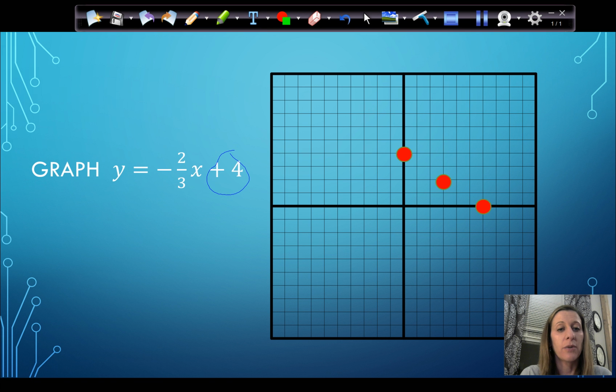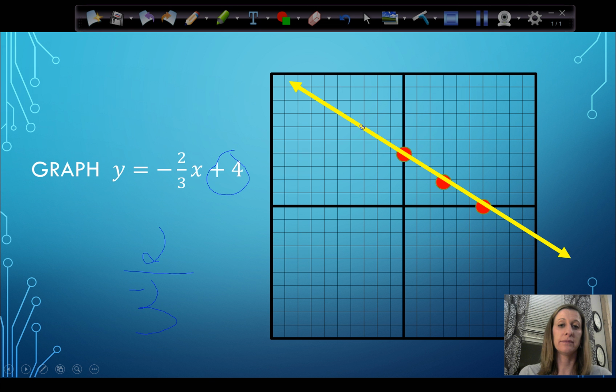I could also go backwards. I could see this as 2 over negative 3. So I could go up 2 and backwards 3 and plot a point right there. That also works. And so then you connect your points to make your line.